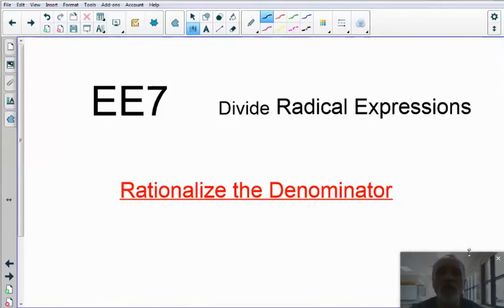Hi, everyone. Okay, so what we're going to do on this one is called Rationalize the Denominator. It's not actually assigned EE7, but it is a skill that you need to know, and you will see it later. If you want to practice it, go do EE7, but it is not assigned.